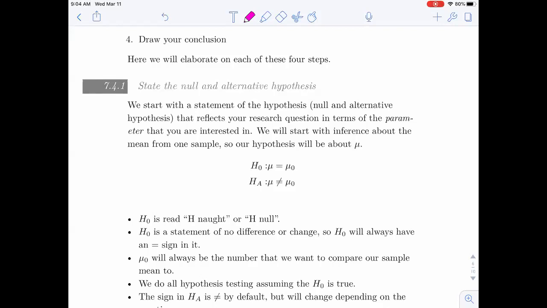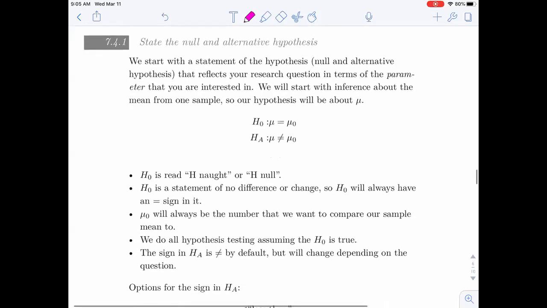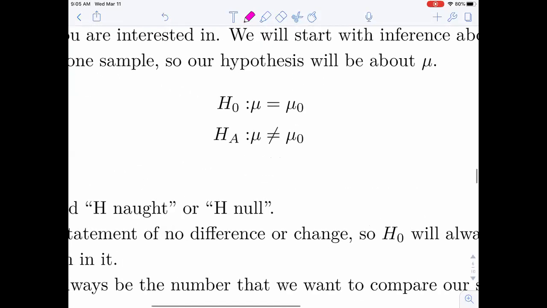I have these points down below. H naught is a statement of no difference or change, so H naught will always have an equal sign in it. This is always going to be a parameter. A parameter is from the population, so it's a measurement from the population. And notice that these are statements, so that's why we have the colon here, because I'm stating that my null hypothesis is that mu equals this number.